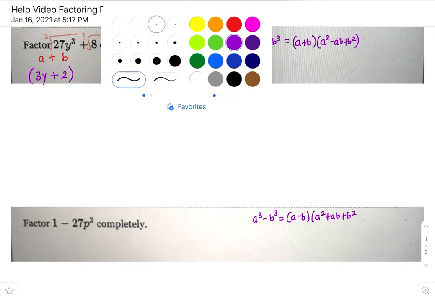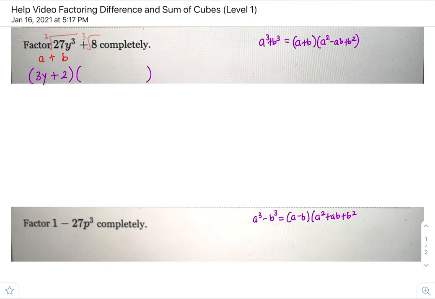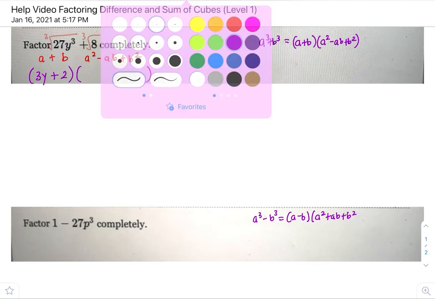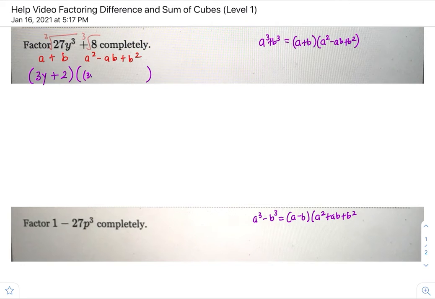Now, for the rest of the factoring, you gotta figure out, well, what's your a squared minus ab plus your b squared part from the formula, right? So, our a to the second is 3y raised to the second. Our minus a times b is 3y times 2. And our b squared is 2 to the second power.